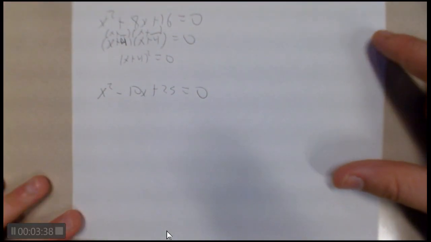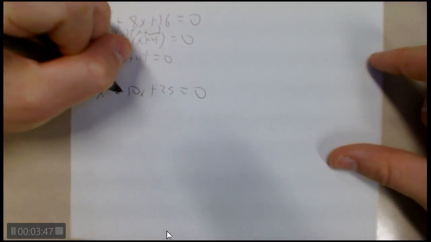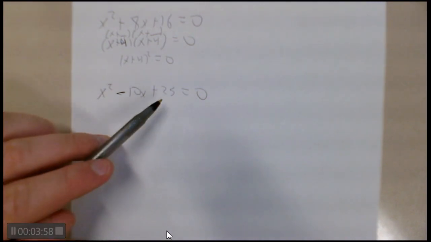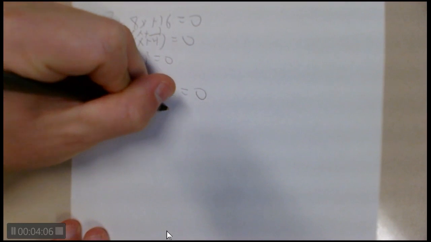Okay, so this one's trickier because we need numbers that multiply together to get 25 and add together to get negative 10. See this negative here? Add together to get negative 10. So we're just going to put our box, x plus something times x plus something. Okay. So two numbers that multiply together to get 25, add together to get negative 10. It's going to be negative 5 and negative 5.